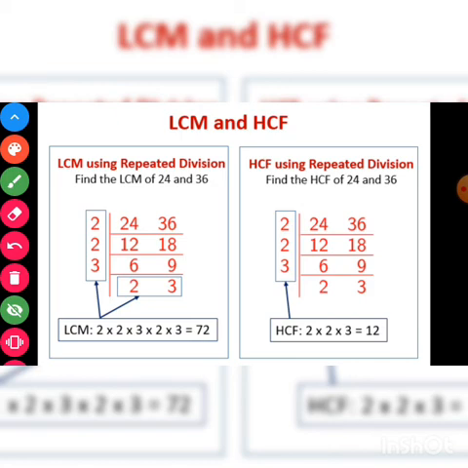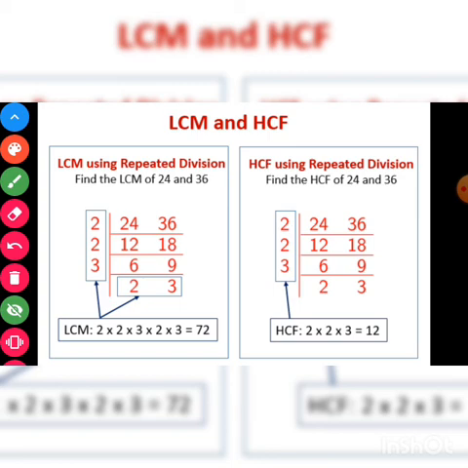Now let us take 2 numbers, 24 and 36. Both are even. Let us divide by 2. So you get the quotients 12 and 18 respectively. Again both are even numbers, divide by 2. You get 6 and 9 as the quotients respectively. Again both the numbers 6 and 9 are divisible by 3. So divide again by 3. Now you are getting 2 and 3.